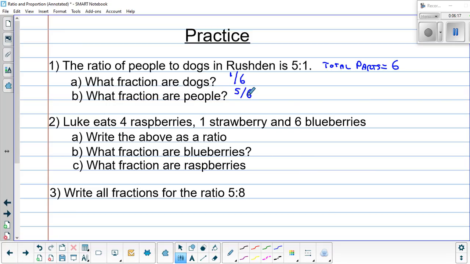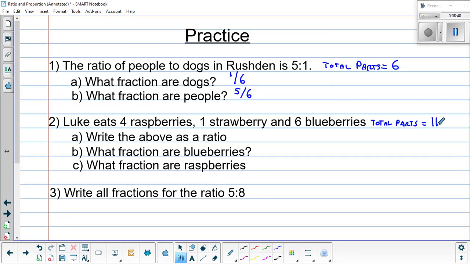Luke eats 4 raspberries, 1 strawberry, and 6 blueberries. So we want to find our total parts. So always find your total parts. Typically, in most ratio questions, we're going to find total parts at some stage. So 4 and 1 is 5, and 5 and 6 is 11.